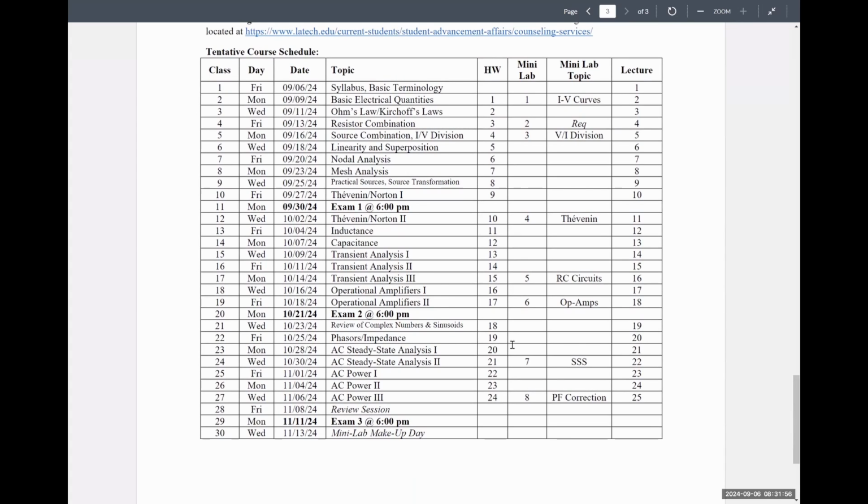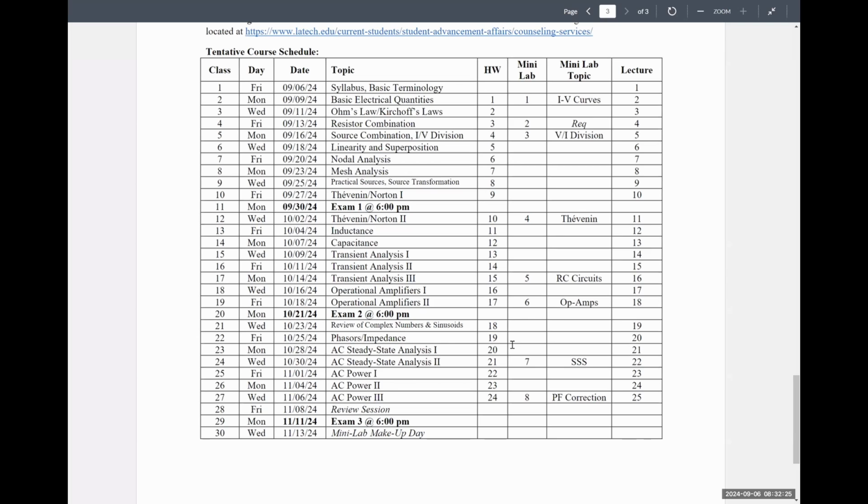So your first exam will be at the end of September on a Monday evening, September 30th at 6 p.m. I don't remember exactly what room I have the exam scheduled for, but I have already scheduled it. So I will let you guys know about that as soon as I go back through my emails and sort that out. Exam 2 is on Monday, October 21st. And exam 3 is on Monday, November 11th.